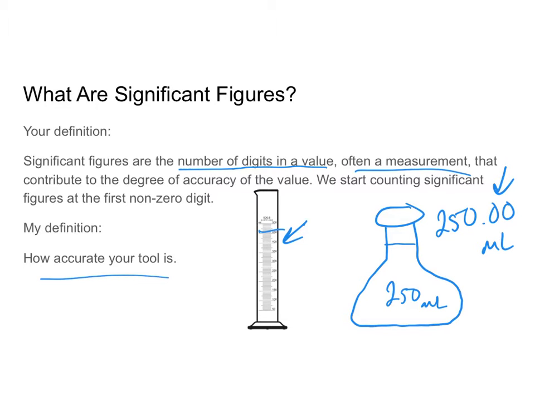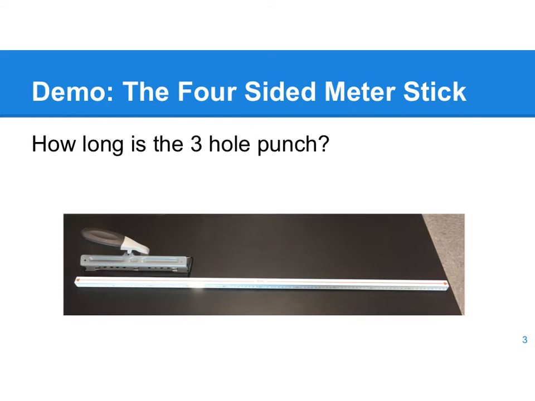And perhaps I can explain that with a quick demonstration that we'll also probably do in class. I have what's known as a four-sided meter stick, and this is the coolest meter stick that I own. For some reason, people like to use this, but it's kind of useless. I have a 3-hole punch here, just chilling out on my lab counter. And my question is, how long is my 3-hole punch?